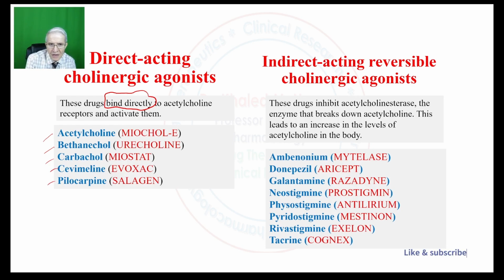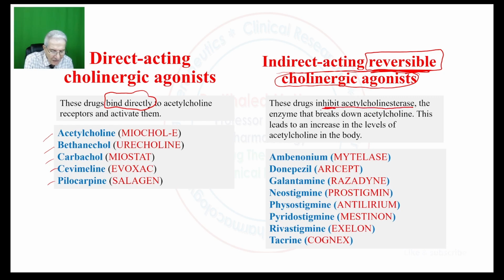Regarding the indirect acting reversible, a list of medication. How does this medication work? It is considered a cholinergic agonist that works by indirect acting reversible. That means this medication will leave the receptor after a specific time. So this medication inhibits the enzyme responsible for metabolism of acetylcholine. This enzyme is called acetylcholinesterase. This enzyme is responsible for breakdown of acetylcholine, and this will lead to the increased level of acetylcholine.